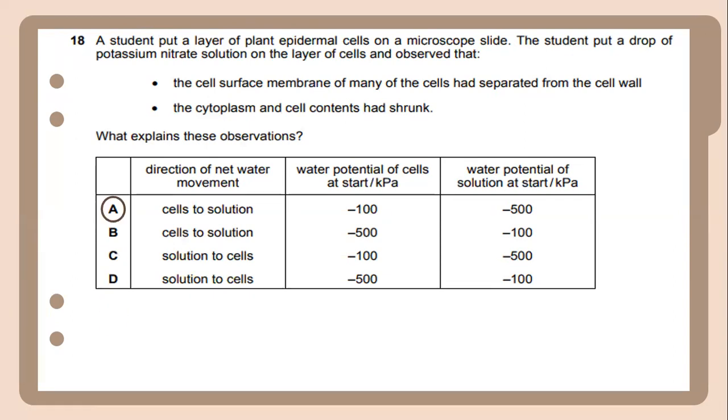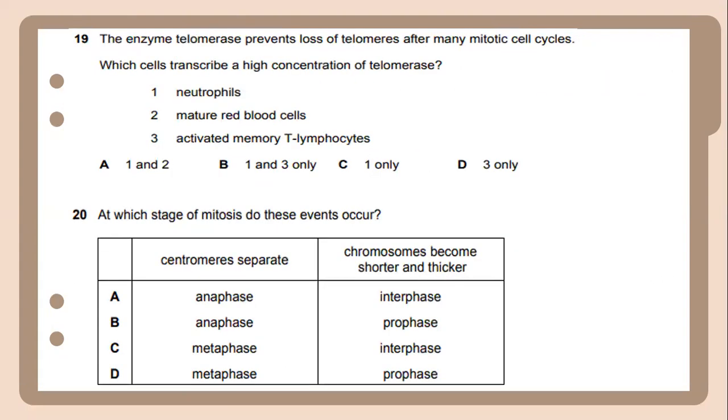So this can be explained by the direction of the net water movement, from the cell to the solution. The water potential of the cell at the start will be -100, and the water potential of the solution at the start will be -500.